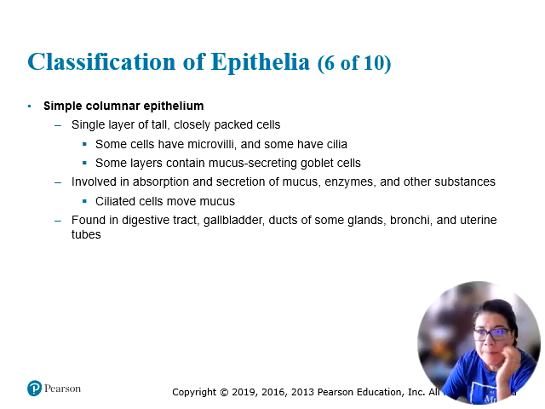Okay. Then simple columnar are just a single layer of the tall, like little columns. These often have microvilli, which are the little fingers, or cilia. They often also make mucus, and the ones that make mucus are called goblet cells. These are involved in absorption, like absorbing nutrients in your small intestine, and also making mucus for different functions. So digestive tract, gallbladder, glands, bronchi, uterine tubes.